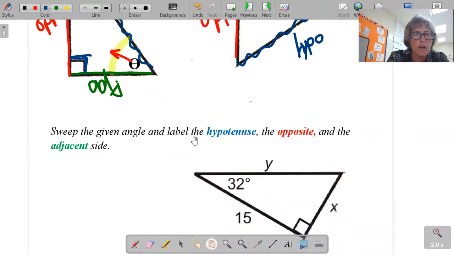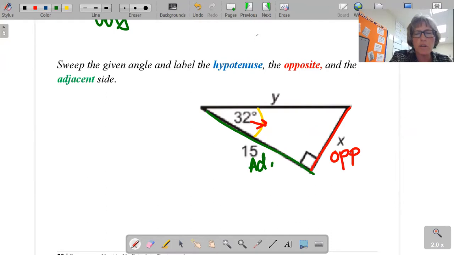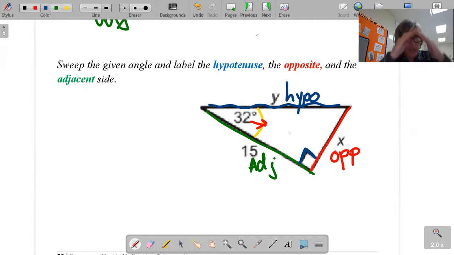Taking a look down here. Ready? Now we have a given angle, and our given angle, our theta, is 32 degrees. Where is the opposite and adjacent in relation? Opposite means across, so this x would be considered the opposite. 15 would be considered the adjacent. And y in this case is the hypo, because the hypo is always the right angle pointing.